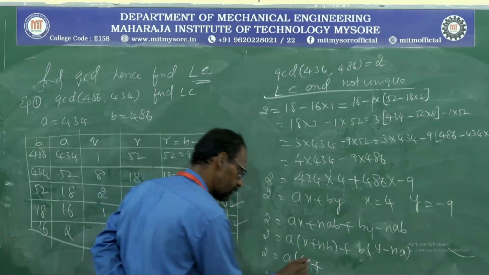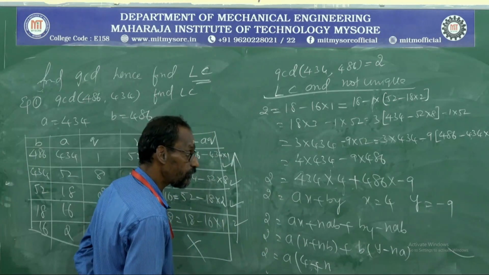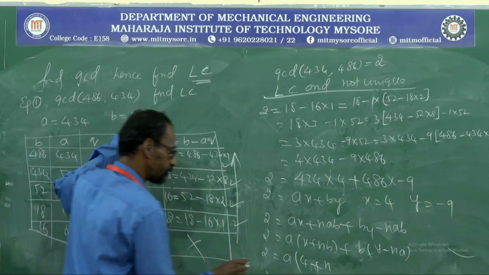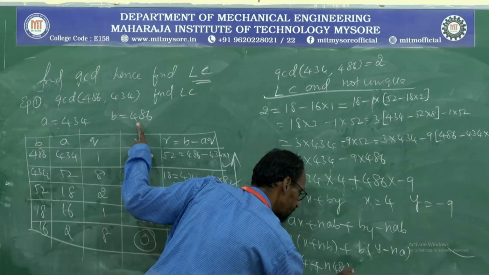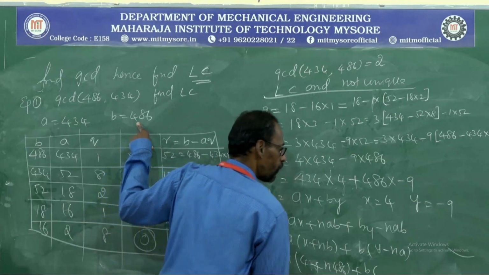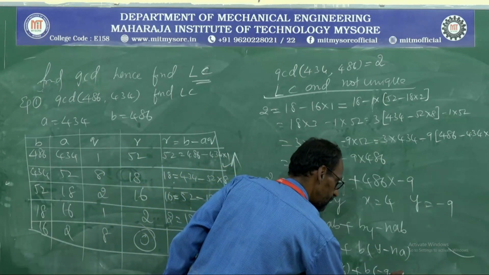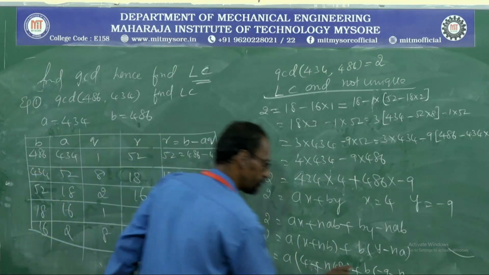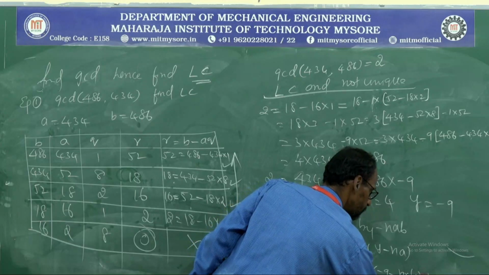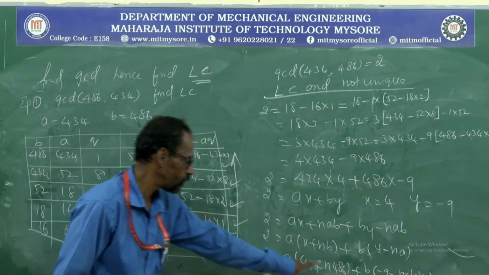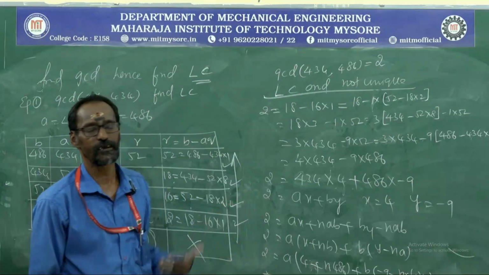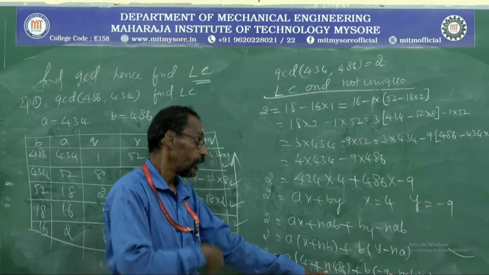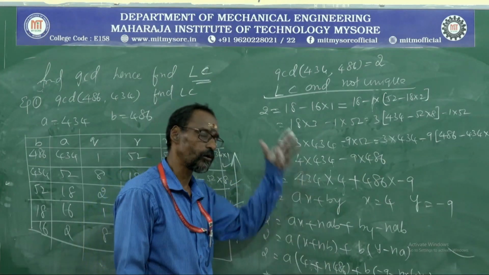You can take any value of n and directly write n. What is the b value? The b value is 486. We have 486 plus b into, what is the y value? Minus 9 minus n, you retain. What is the a value? 434. Take n equal to 1, next level. Take n equal to 2, next level linear combination. Take n equal to 100, 100 level linear combination.